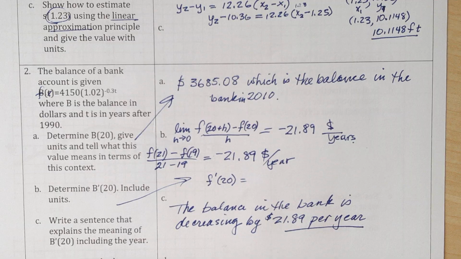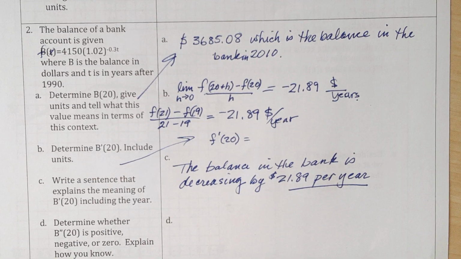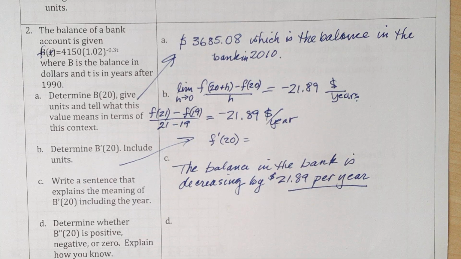And it's important you say per year. All right, determine whether b double prime is positive, negative, or zero. That's whether it's, which way is it curved.